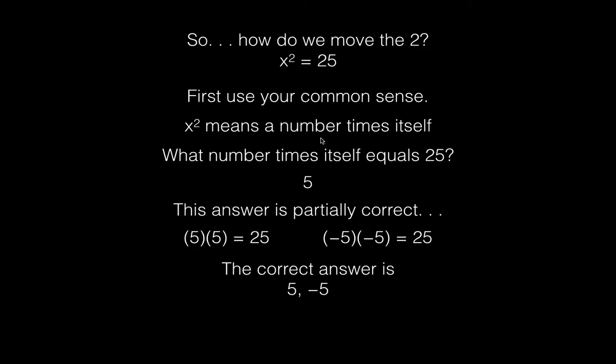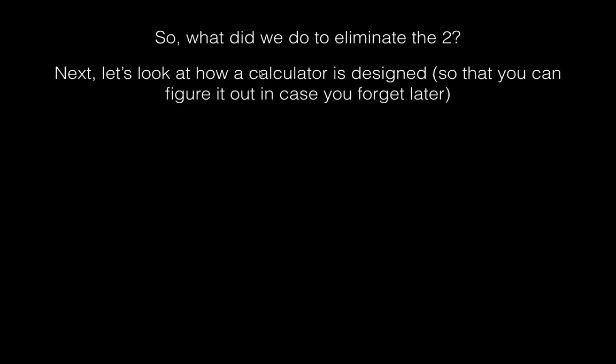Another hint for you is to notice that this 2 is telling you that you should have two answers. The only way you don't have two answers is if it's 0, because positive 0 and negative 0 is the same exact thing. So what did we do to eliminate the 2?